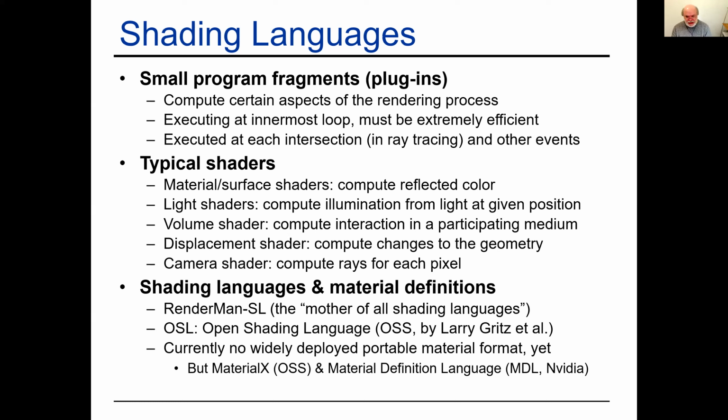Displacement shaders essentially run on the geometry and allow you to modify the triangle. Essentially, they can displace all points on a triangle. Or camera shaders, which determine, in a ray tracing context, which rays to generate for each pixel. So you can implement arbitrary lens systems, for example, not just a perspective projection onto a planar surface.